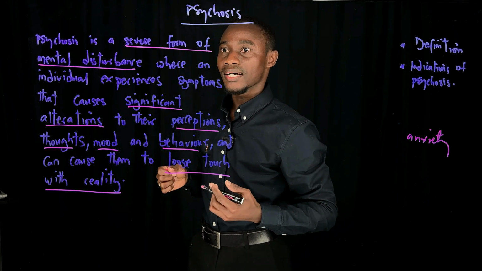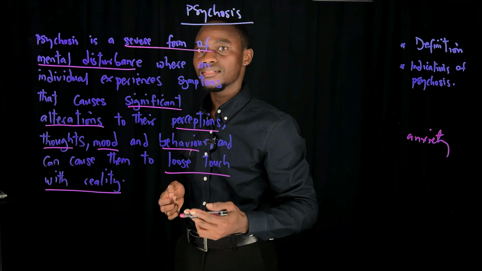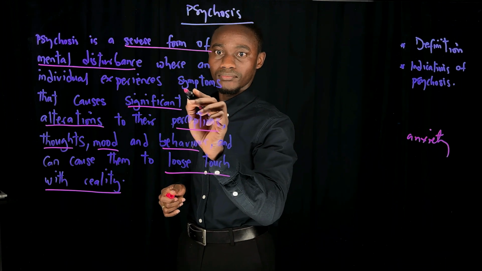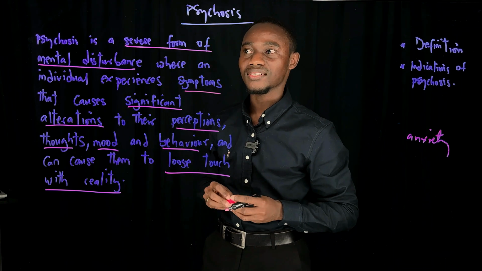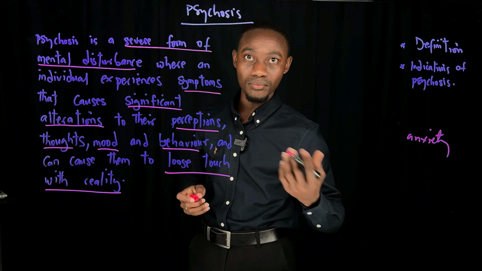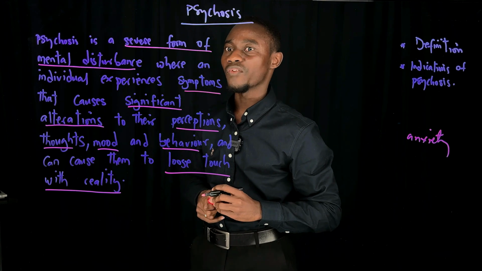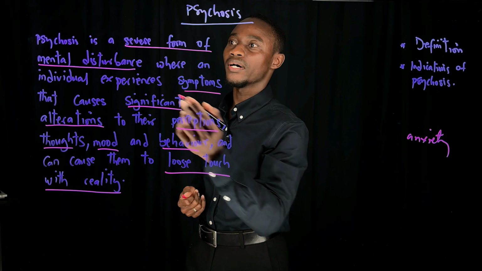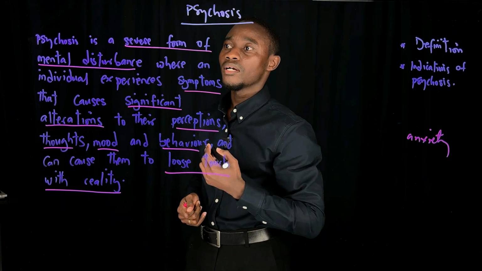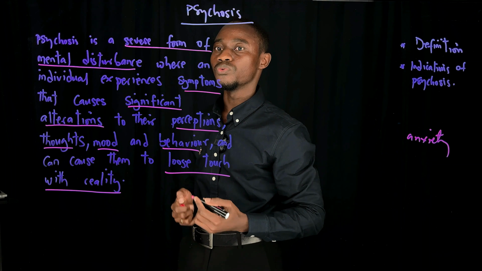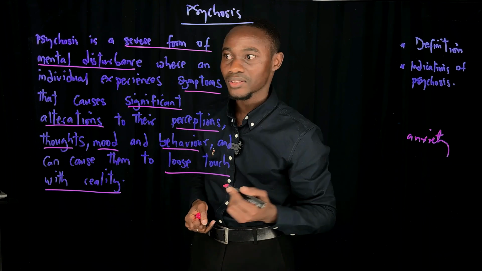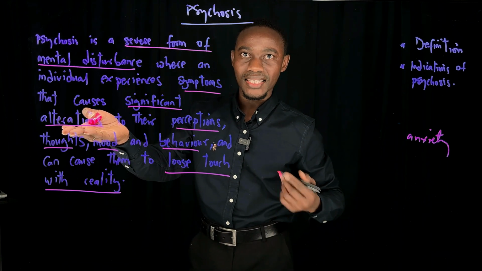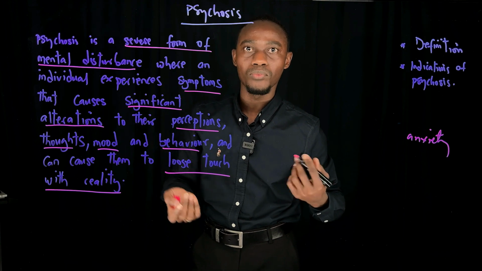It continues that where an individual experiences symptoms that causes significant alterations to their perceptions. Let's talk about symptoms, which is actually signs and symptoms, because some of the indications of psychosis can be seen by other people, therefore signs, and some of them are really felt by the individual and can only be known to other people when the individual experiencing psychosis tells them. So when an individual has psychosis, they are going to exhibit some signs and symptoms. And these signs and symptoms causes significant alterations. Alterations means changes. Significant means very important or notable changes.